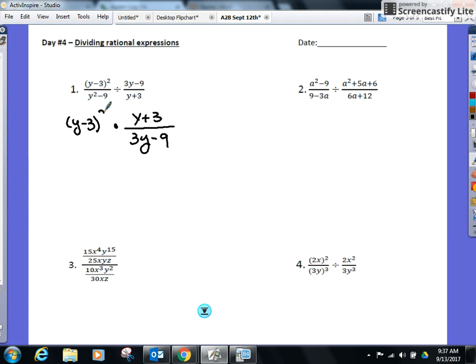So the first thing you want to do when you divide, change it to multiplication and flip the second one. And guess what this turns into? Multiplication. This squared is telling me, how many do I have here? Two of them. So again, I'm going to rewrite it twice, but not FOIL or double distribute.